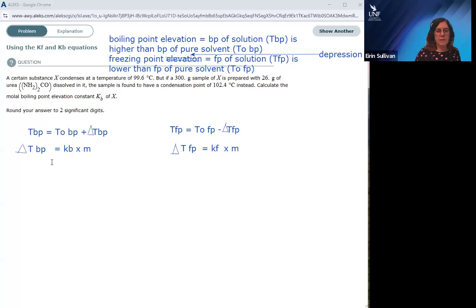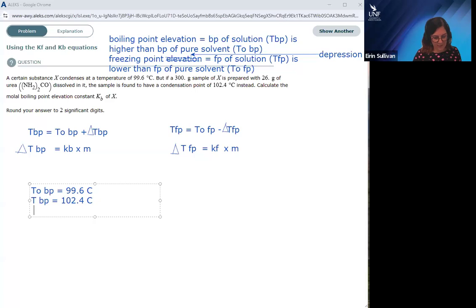Okay, so we've been given that our substance condenses at a temperature of 99.6, and if it has urea dissolved in it, it condenses at 102.4. So we can work out our delta T for our boiling point, for our elevation. Just to make it super clear, for our pure solvent, our temperature for the boiling point would be that lower one, 99.6 degrees Celsius, and our higher boiling point for our solution would be that 102.4 degrees Celsius.